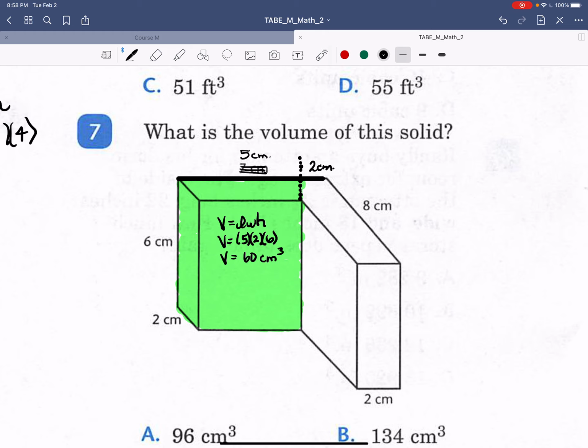And then on this part, we have length, width, and height. So we have, I'm missing something. Oh, this dimension, the height, right here. I told you guys I struggle with these. I really have to pay attention to what I'm doing. So I need to know the height on this one. I know the length is 8. I know the width is 2. And the height, that's going to match up with this line right here. So that's going to be another 6 centimeters.